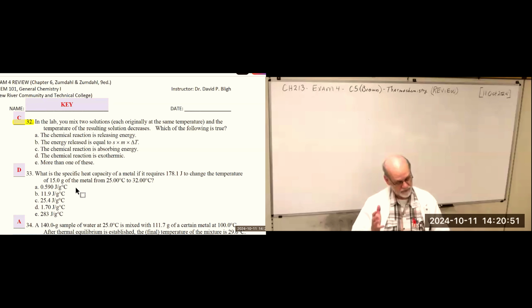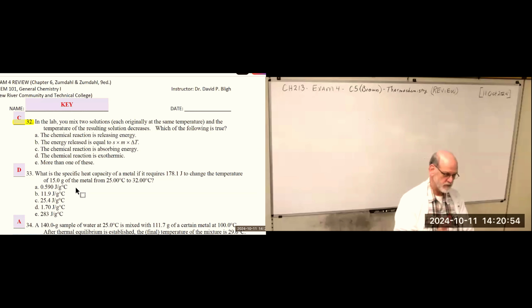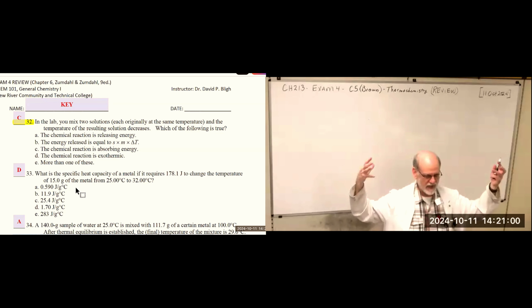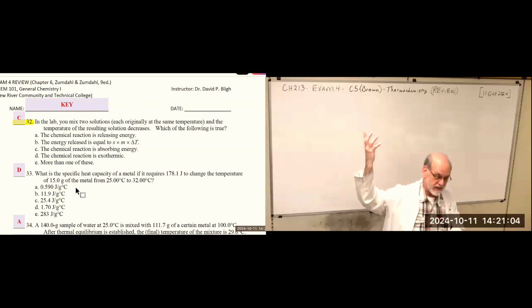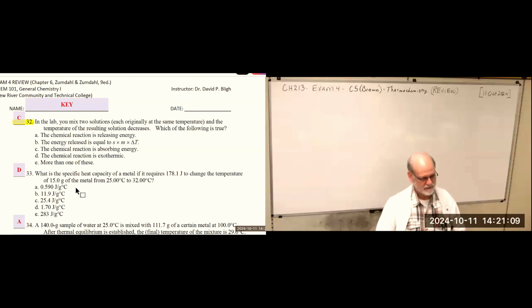Once it goes from solution to a solid, when you go from individual ions down to a solid, that's lower energy, so it gives up heat. But if you stick it in boiling water, then it'll redissolve and you're ready to go again.